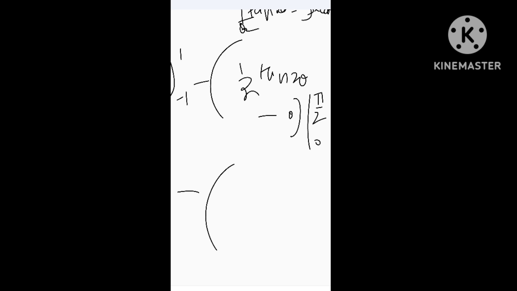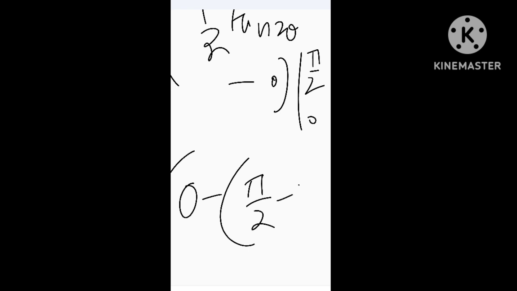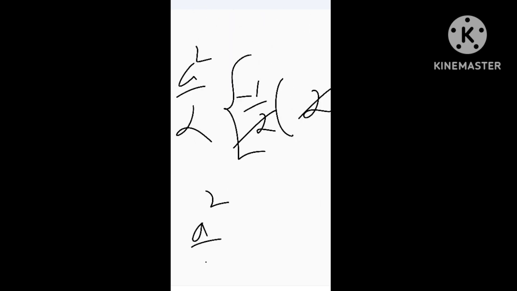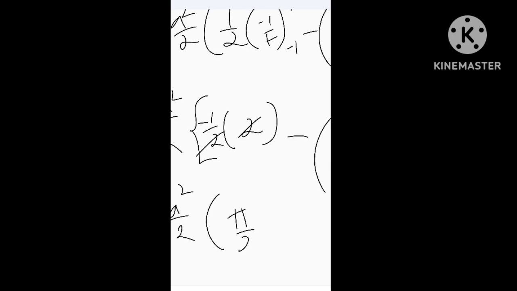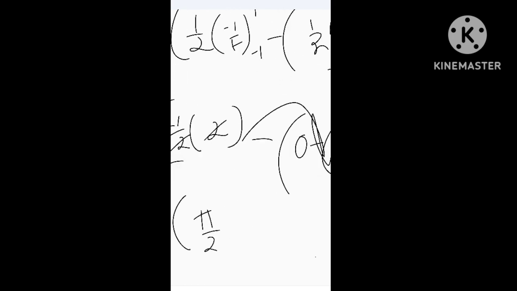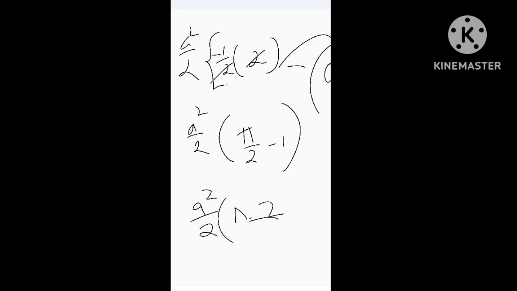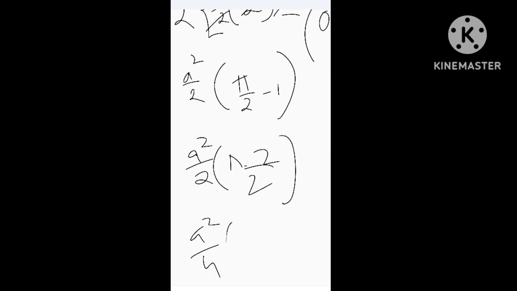So I got minus of the integration of d theta, which is theta, evaluated from 0 to pi over 2. This is minus of 0 minus of pi over 2 minus of 0. Okay, so what I got is a square over 2, and this is pi over 2, which is plus pi over 2 and minus 1. So what is that? A square by 2 times pi minus 2 by 2, right? A square by 4 times pi minus 2.